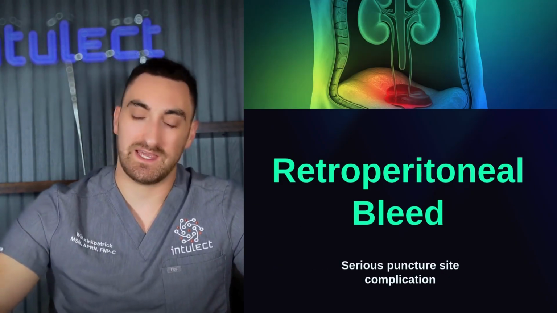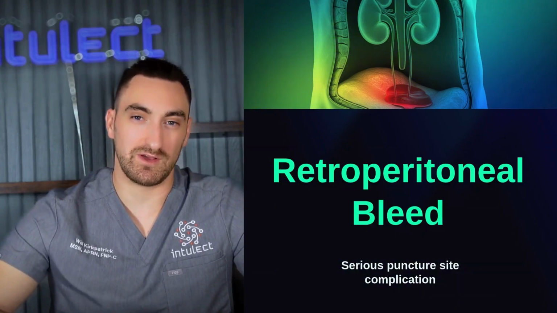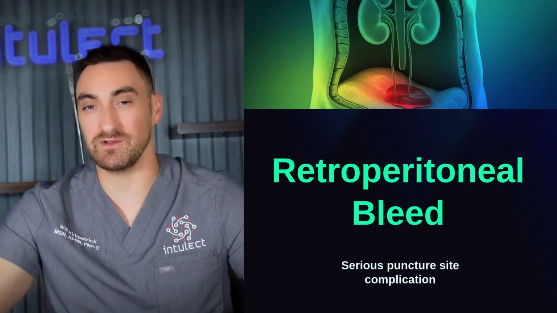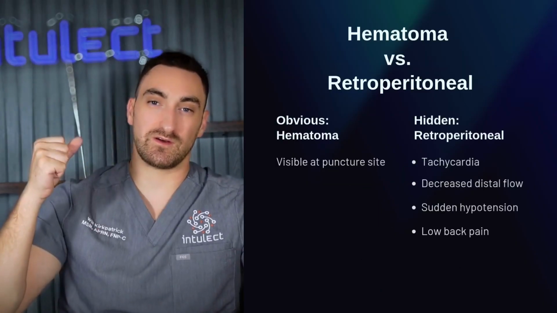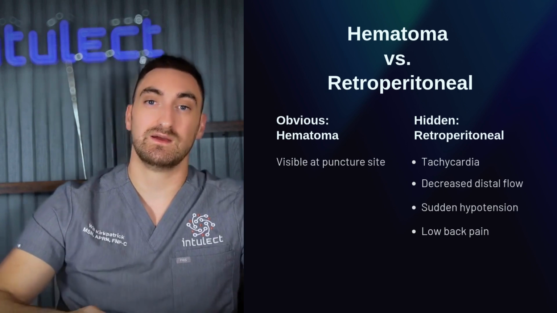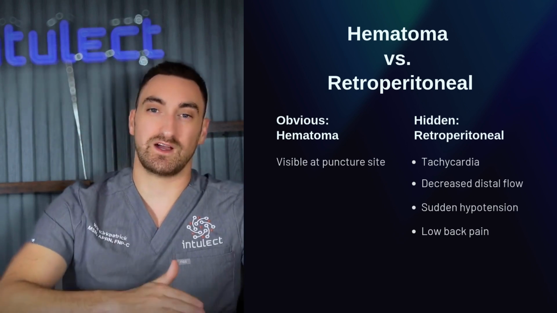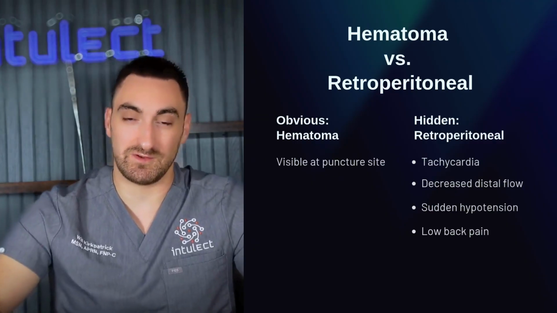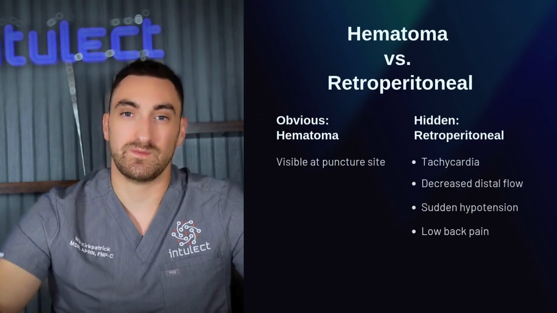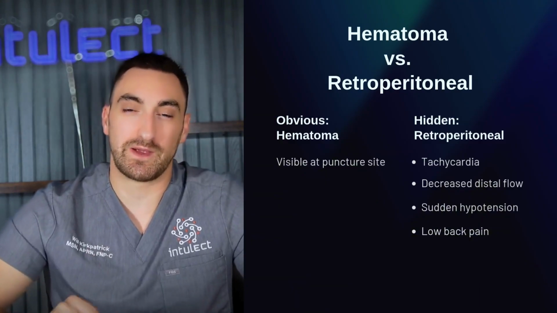Now, what happens if that puncture site does have a complication? One complication that you want to look out for is a retroperitoneal bleed. So it could, of course, cause a hematoma at the puncture site where it's a little bit more obvious. But if you do start noticing tachycardia, of course, other signs and symptoms such as decreased blood flow to the distal extremity, and the patient has sudden hypotension and low back pain, check them for a retroperitoneal bleed.